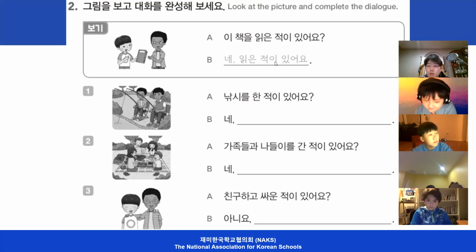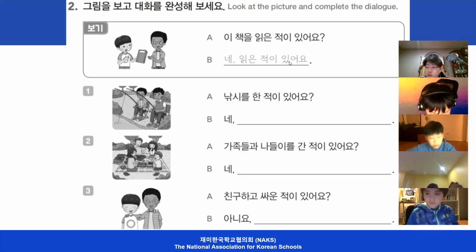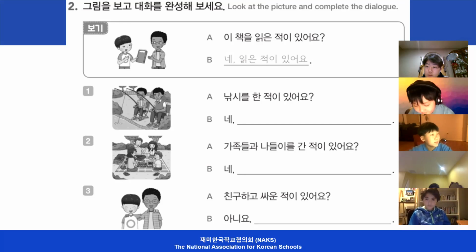What do you think that means, Eden? So you just read 네 읽은 적이 있어요. What does that mean? Which one, B or A? B, the one you just read. Yes, I read this book before. Make sure you use the have: I have read this book before, because that means that you have done something. That's the whole translation of this. So this is our example.